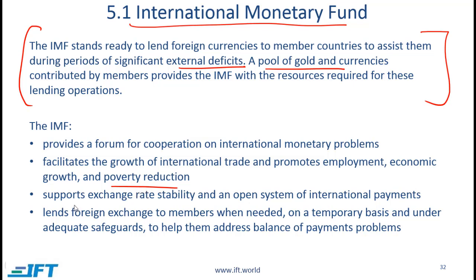The IMF supports exchange rate stability and an open system of international payments. The IMF lends foreign exchange to members when needed on a temporary basis and under adequate safeguards to help them address balance of payment problems. After the recent 2007-2008 crisis, the role of the IMF became even more important, because if you read this carefully, an objective built in here is that the IMF tries to create stability in the global financial markets. So that can also be thought of as one of the roles of the IMF.